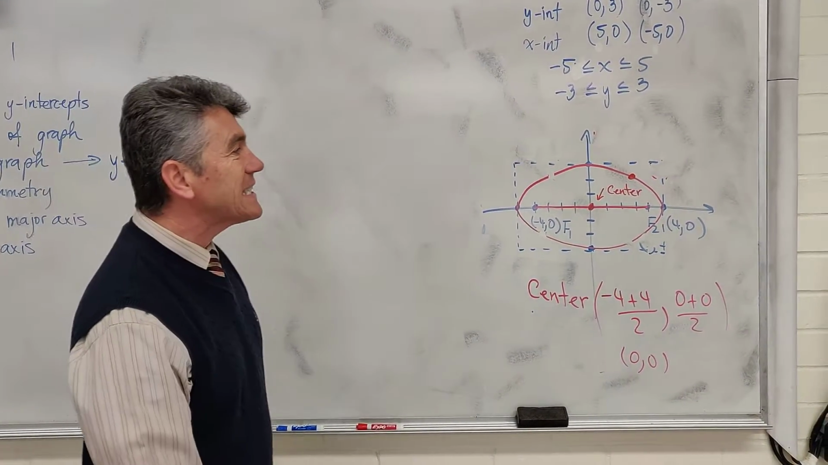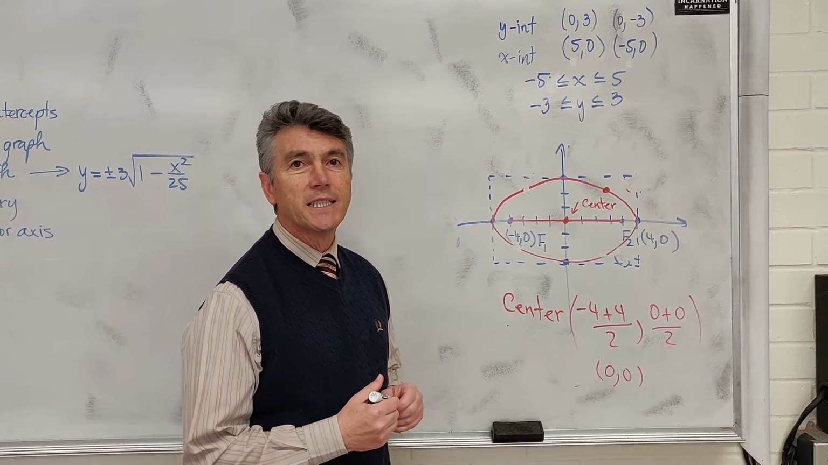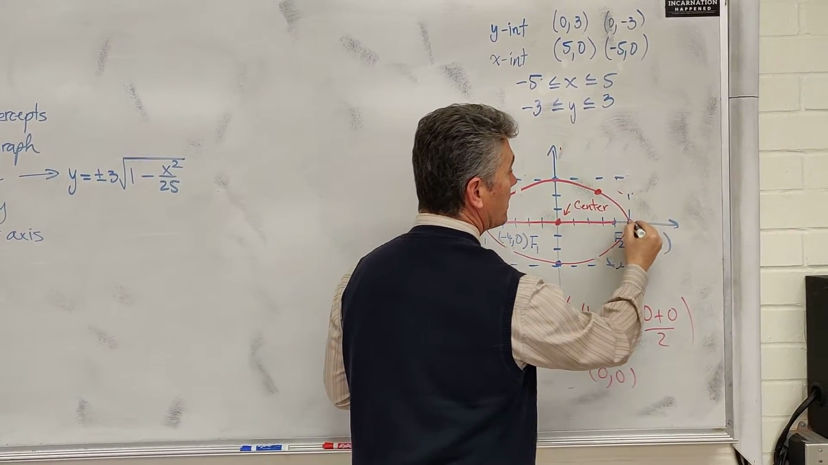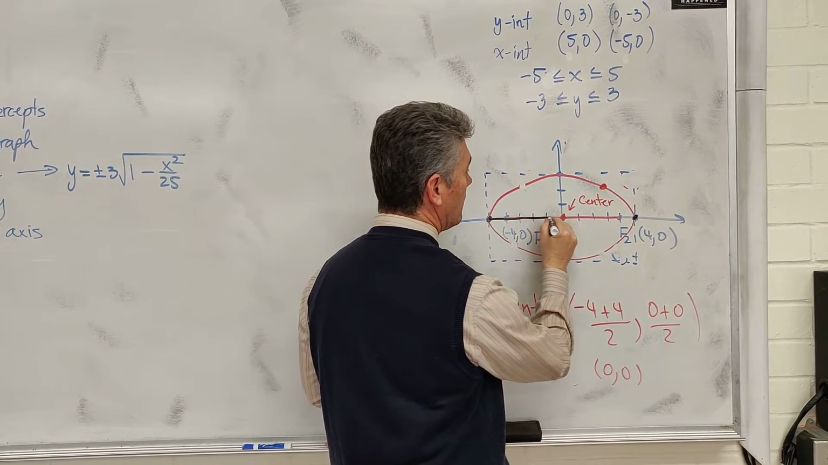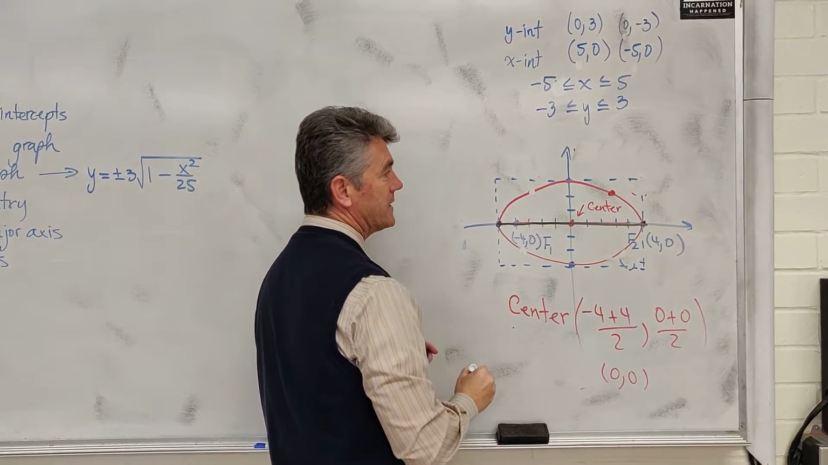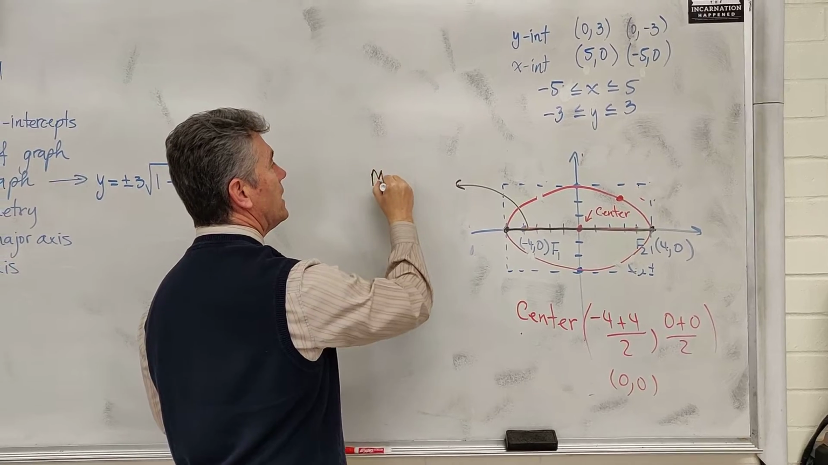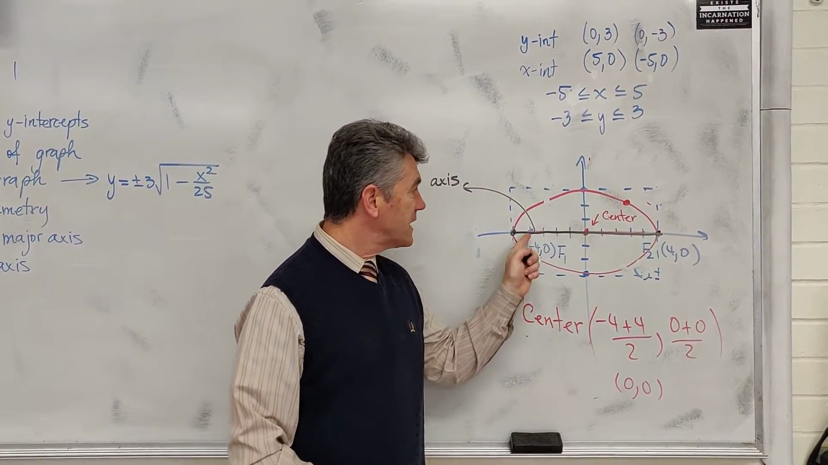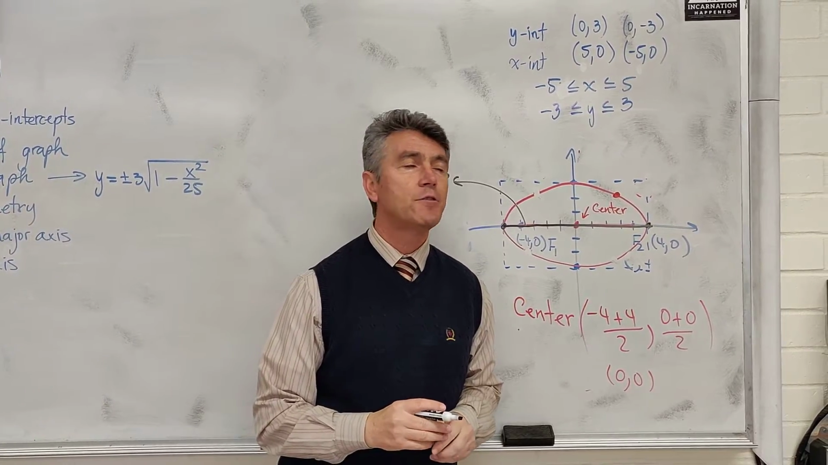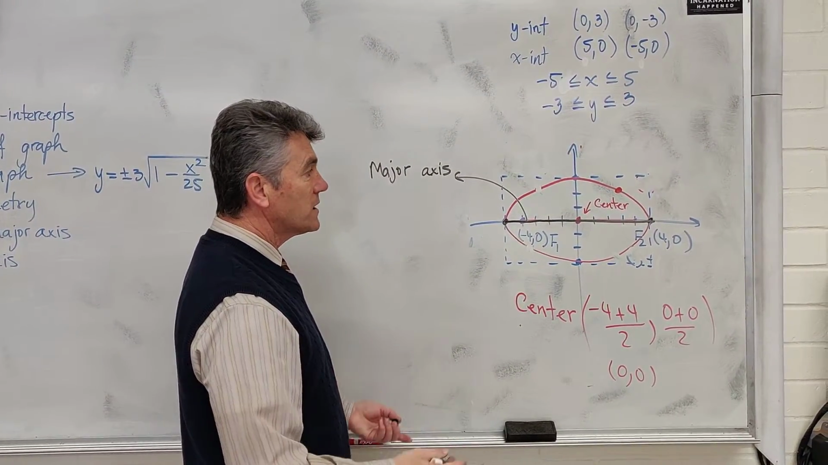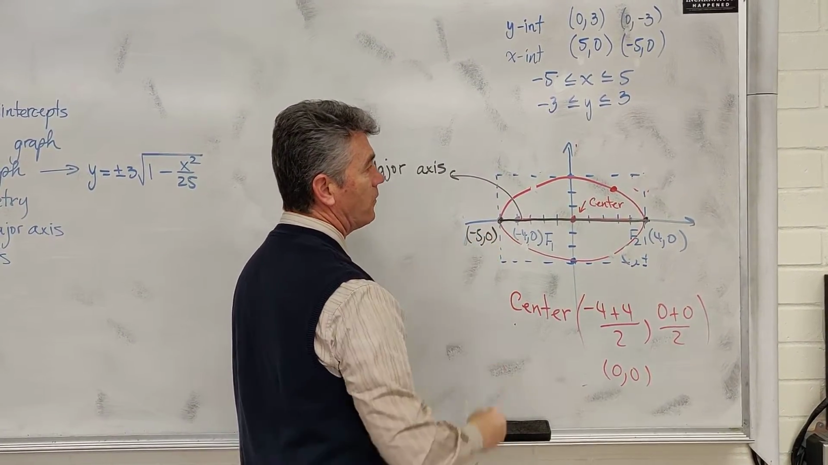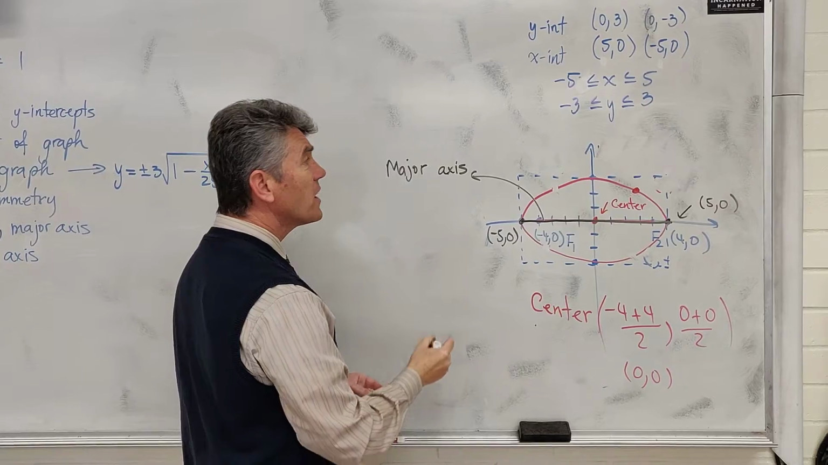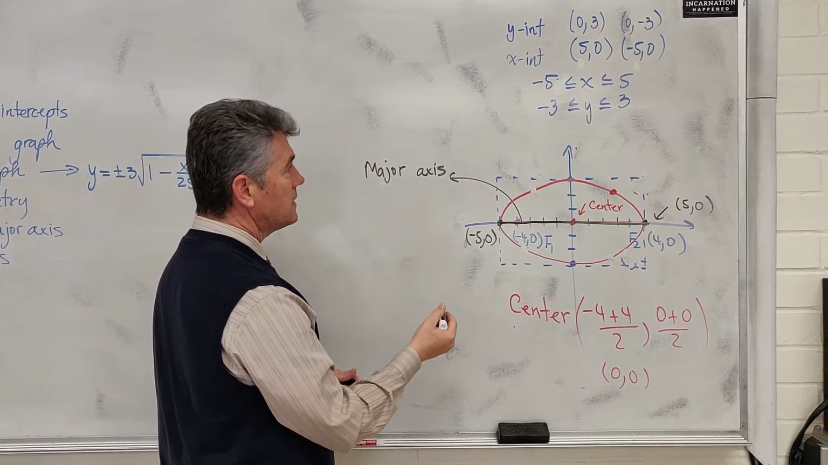The major axis is the chord of the ellipse that passes through the foci. A chord is a segment whose endpoints are on the ellipse. So in black, what you see is the major axis. Major axis: chord of the ellipse that passes through the foci. The foci have to be located on this chord. What is the length? Well, one x-intercept is (-5, 0). The other x-intercept is (5, 0).